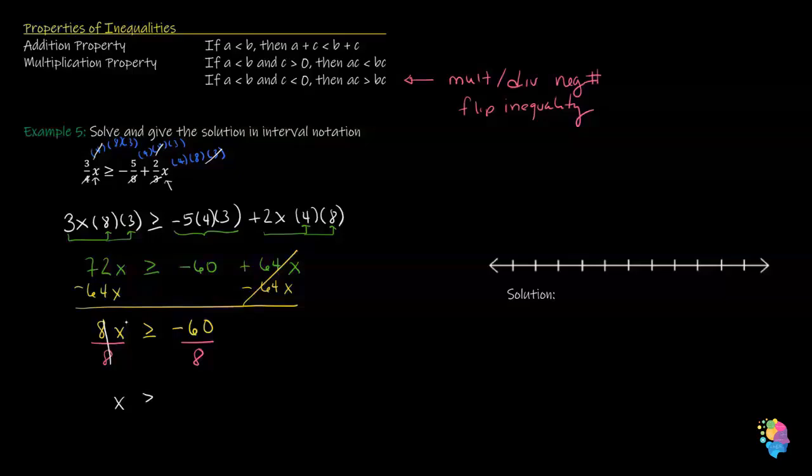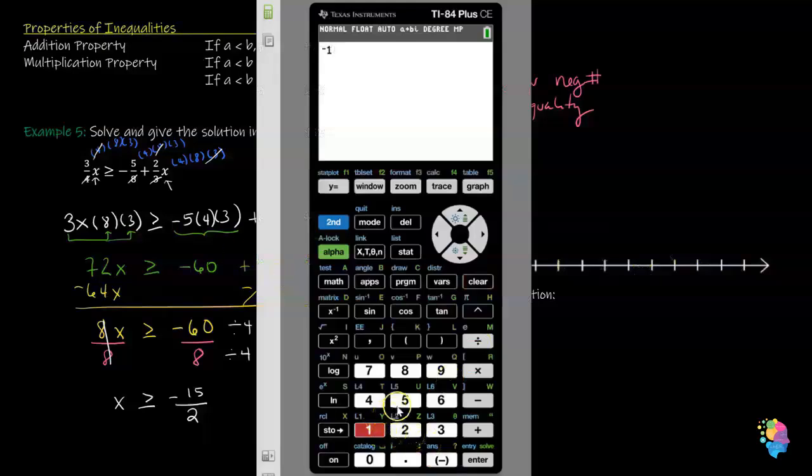Bring the inequality. Now on the right side, I cannot divide 60 by 8 evenly, but I can simplify both of these by 4. And if I simplify by 4, I get negative 15 over 2. Now I'm going to bring the calculator to help me out here. I want to change this fraction into a decimal just so that I can figure out more or less where it should be in my number line. I do minus 15 divided by 2, and that is negative 7.5.